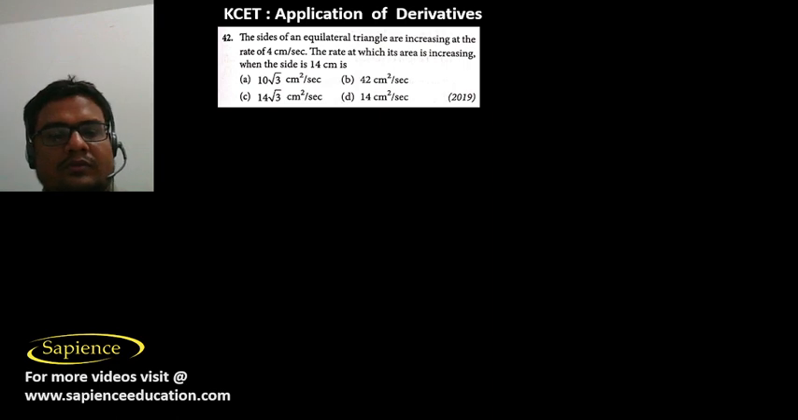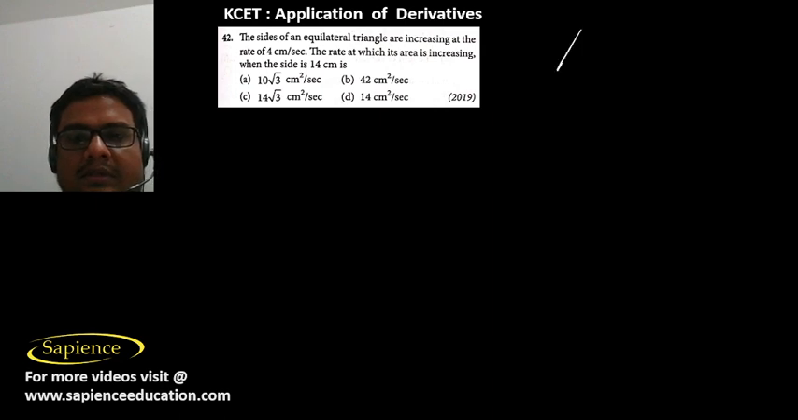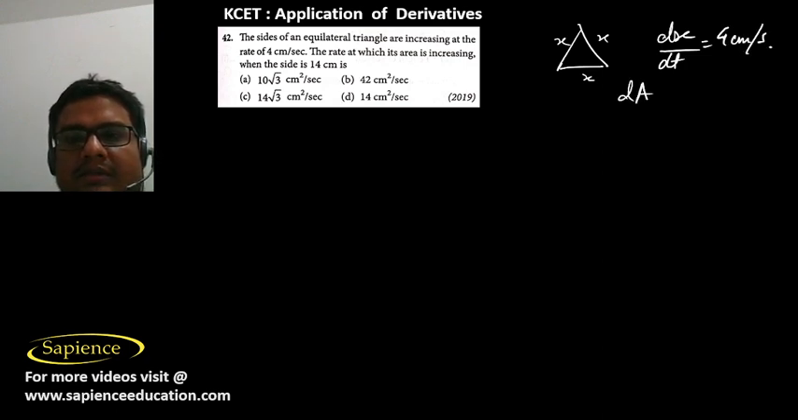Then in question number 42, it is told that the sides of an equilateral triangle are increasing. So in an equilateral triangle x, all the sides are equal. Sides are increasing at the rate of dx by dt, that is 4 centimeter per second. We need the rate at which its area is increasing when the side length x is 14 centimeter.